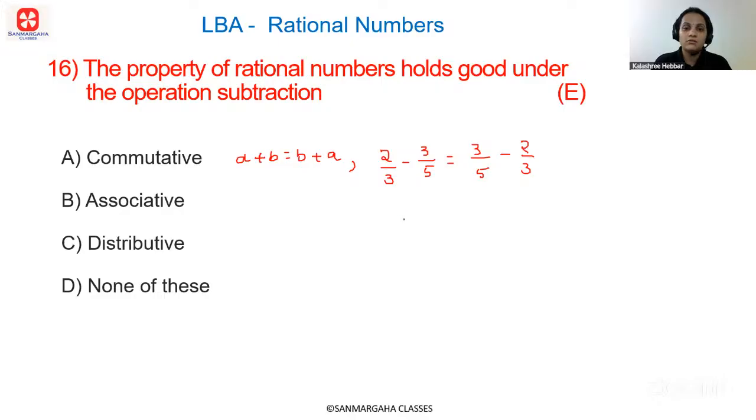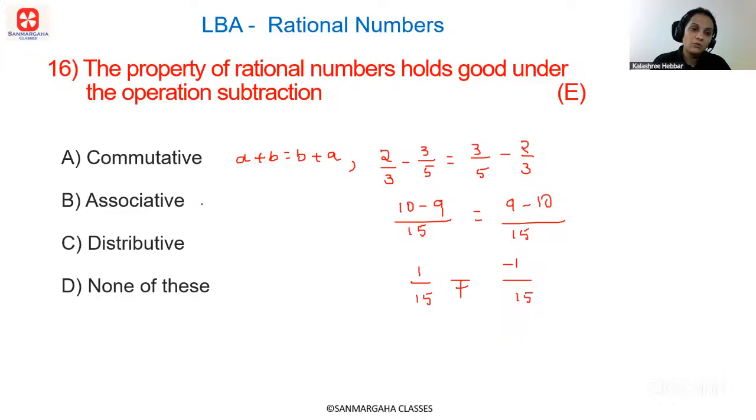Now you can find out. 5 3s are 15. 10 minus 9 is equal to 9 minus 10. So that is nothing but 1 by 15, which is not equal to minus 1 by 15. Okay, so this property does not hold. And what is associativity?